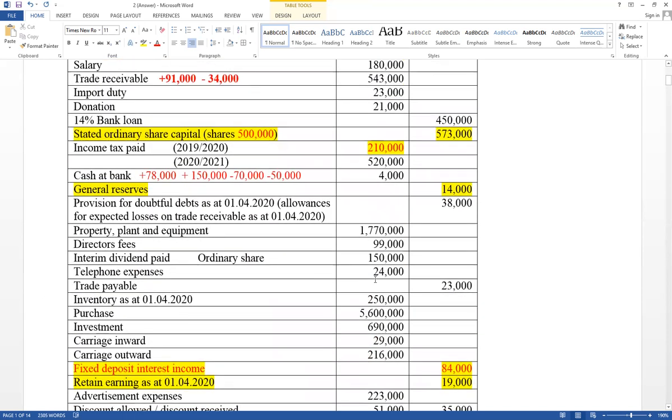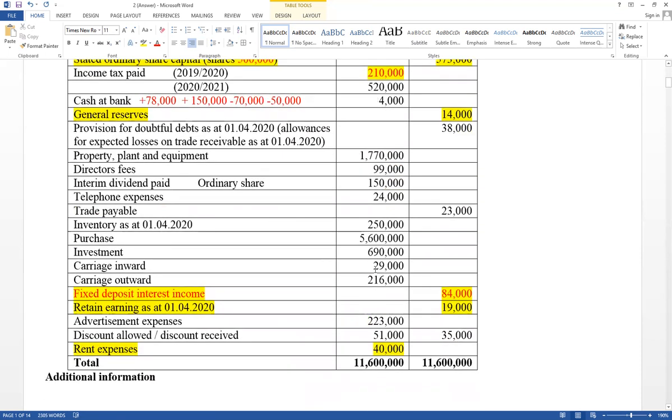Then telephone charges, administration. Opening inventory under cost of sales calculation, purchase under cost of sales calculation, investment under non-current assets, carriage inwards under cost of sales calculation, carriage outward under distribution expense, advertisement expense, distribution expense, discount allowed, distribution expense, discount received, other income. Those should be recorded.